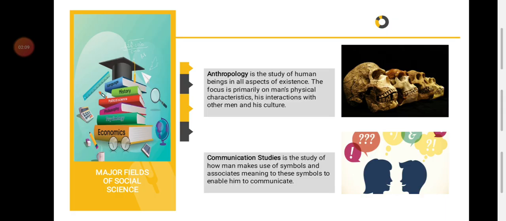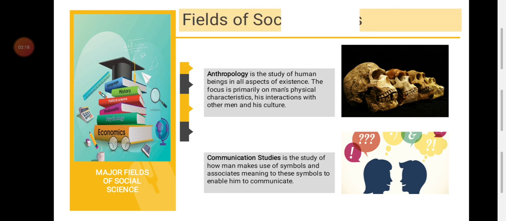What are the major fields of social sciences? So we have here anthropology. Anthropology is the study of human beings in all aspects of existence. The focus is primarily on man's physical characteristics, his interactions with other men, and his culture. Anthropology is the systematic study of biological, cultural, and social aspects of man.